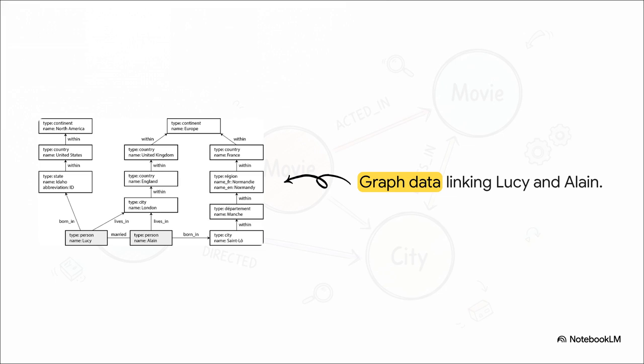Now let's track backward to where they were born. Alain has a born-in edge pointing to St. Louis. St. Louis has a within edge pointing to Normandy, traversing up through France all the way to Europe. Lucy's born-in edge points to Idaho, navigating up through the United States to North America. By just walking these paths, you effortlessly understand the deep, multi-layered history and current reality of these 2 people, all without writing a single complex SQL join.